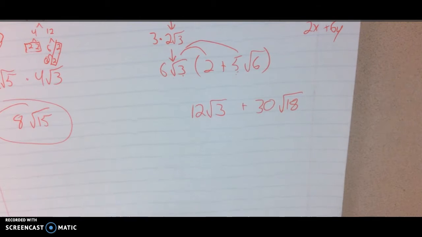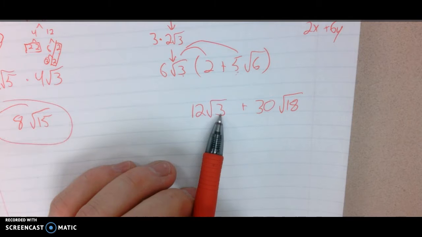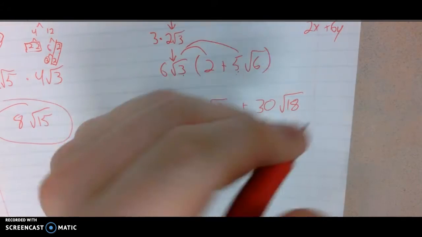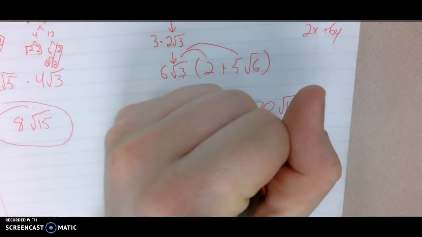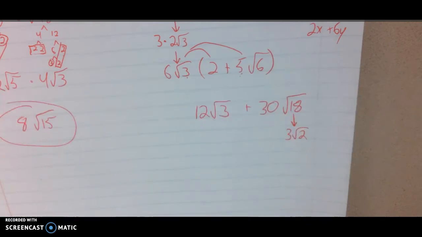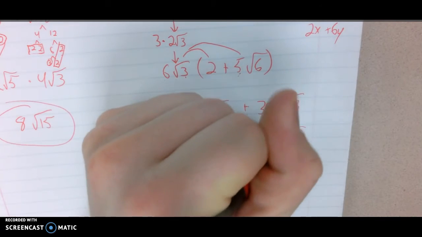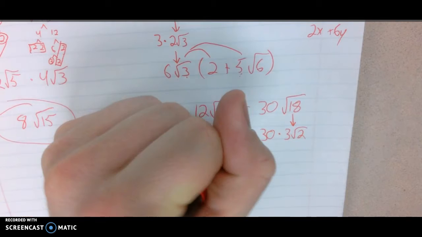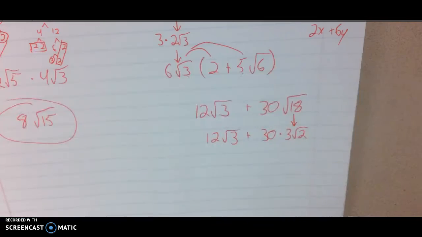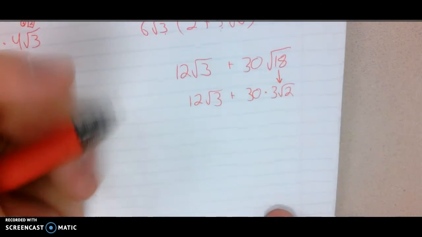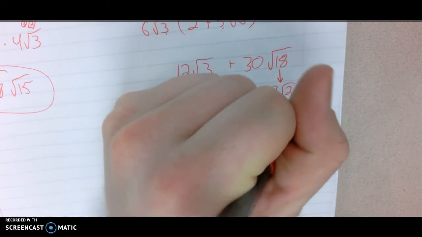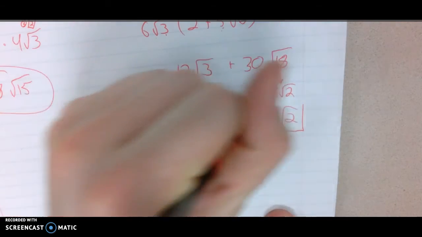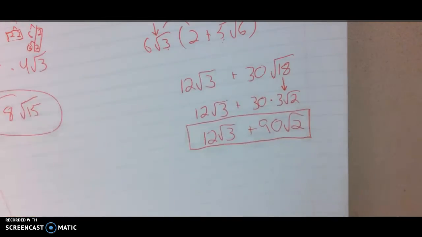Once I hit this point, I'm going to check just to see if I can simplify anything down a bit further. 3 will not reduce down at all. 18, however, if I were to factor this out, I'd get a pair of 3s and a single 2. So that turns into a 3 rad 2. We still had the 30 that was out front. So I've got 12 rad 3 plus 30 times 3 rad 2, also known as 12 rad 3 plus 90 rad 2. And that would be our final answer.